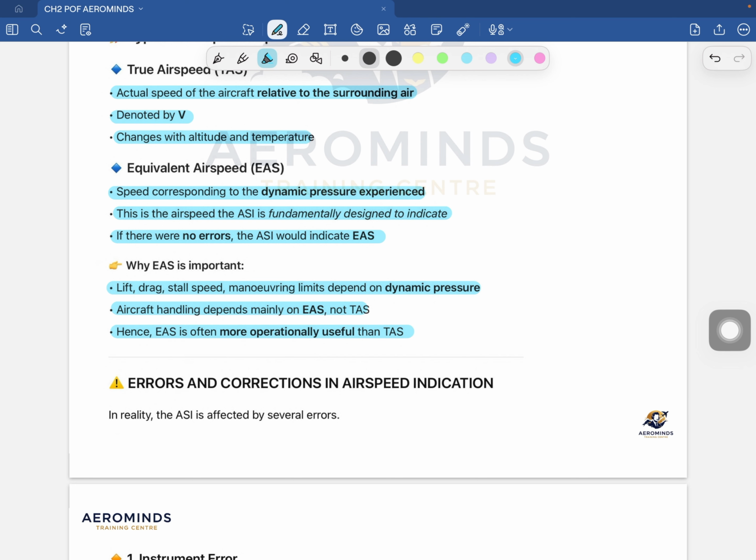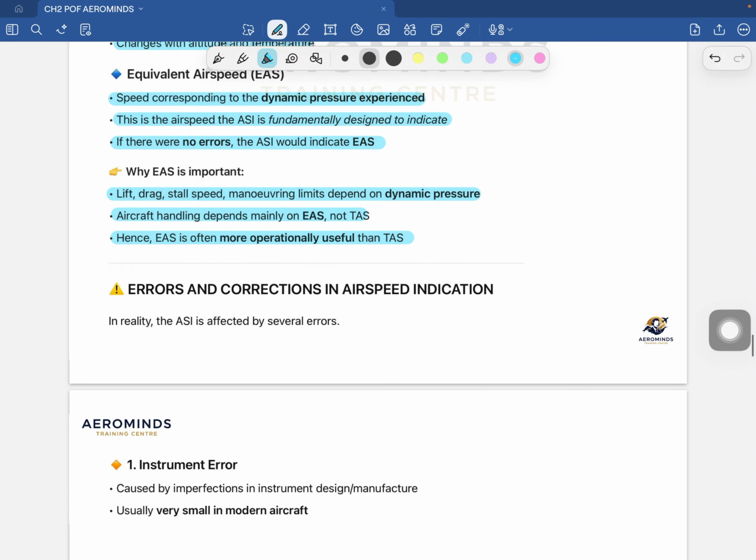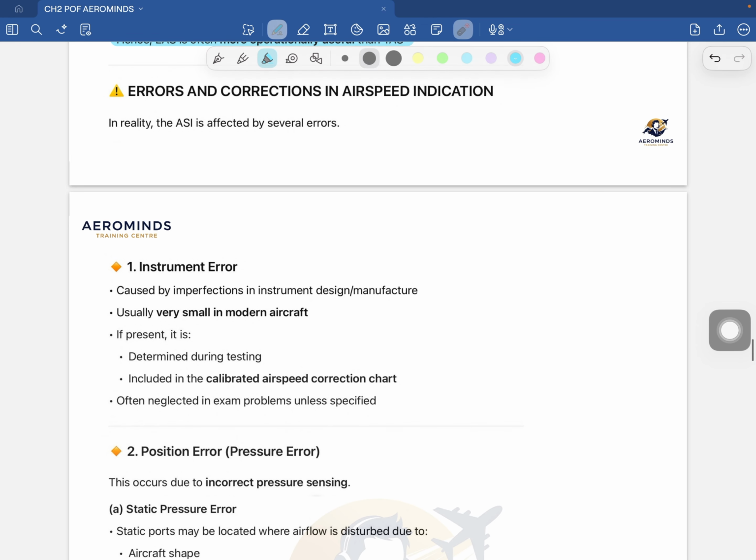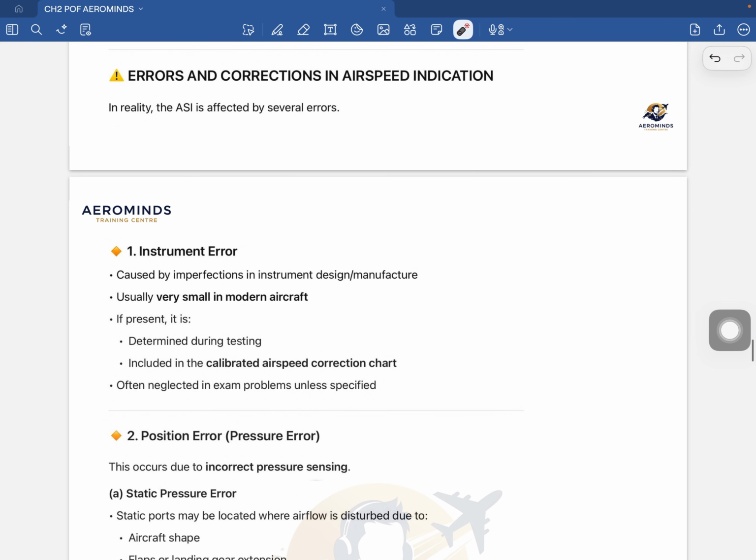Okay. Now we'll start with the errors and corrections in the airspeed indication. Got it? So in reality, the ASI is affected by several errors. Now in a perfect world, the ASI would show the EAS directly. But we do not live in a perfect world. In reality, the ASI is affected by several errors. And this is where the exams love to trap the student.